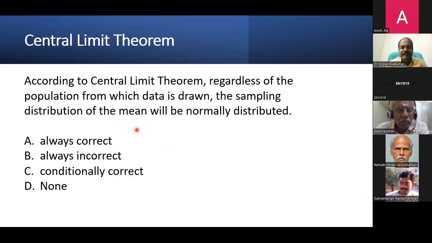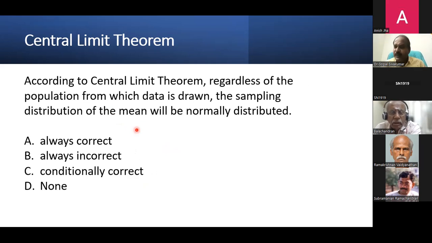What is the answer? None. No. Okay. How about others? Always correct. Okay. Any other option? Anybody to choose? The distribution of the mean will be normally distributed. Yes, sir. Always correct. Okay.